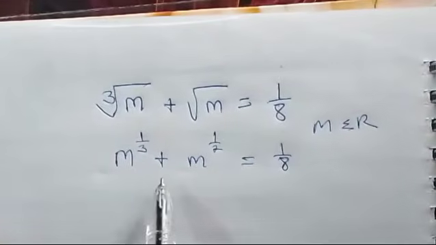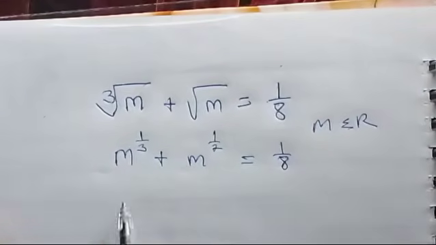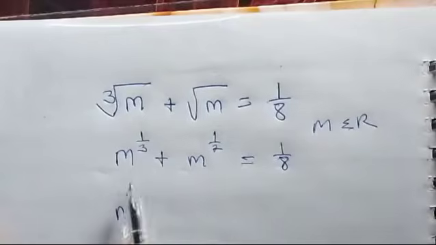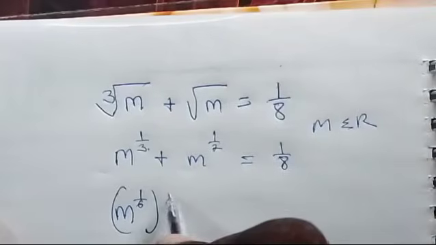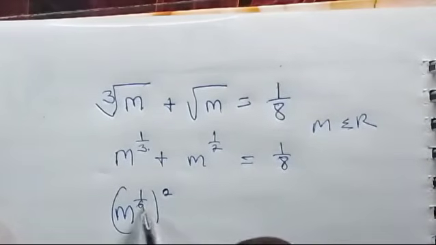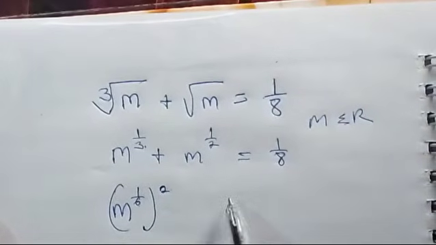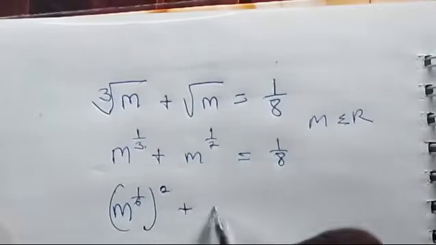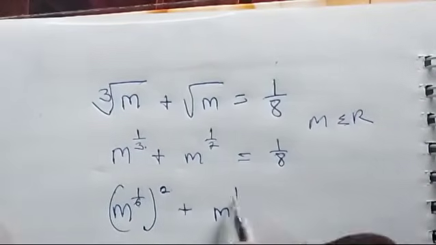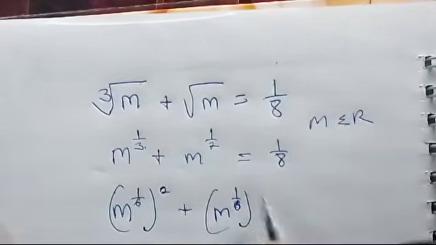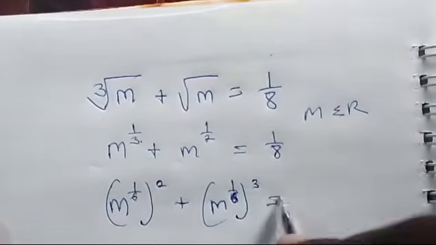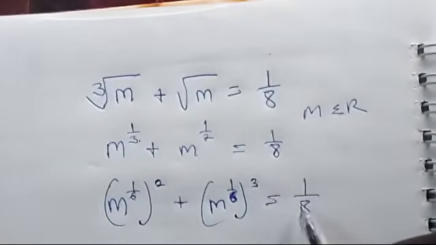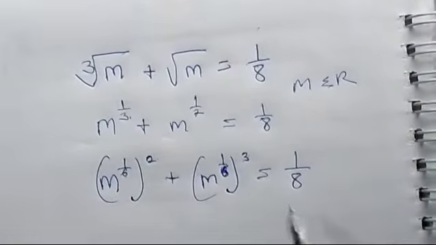Now, I want us to rewrite this. Don't forget, m raised to the power 1 over 3, we can rewrite this as m raised to the power 1 over 6, all raised to the power of 2, since 2 can go in 6, 3 times. On this side, we are going to do the same thing: m raised to the power 1 over 6, all raised to the power of 3, since 3 can go in 6, which is 2. So we have 1 over 2 is equal to 1 over 8, sorry.